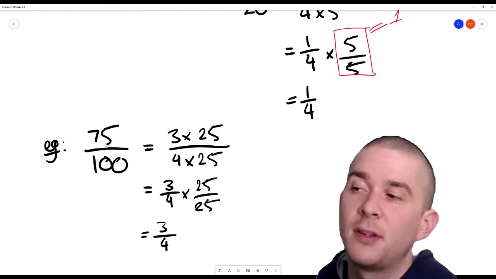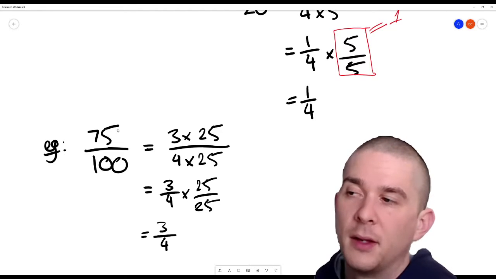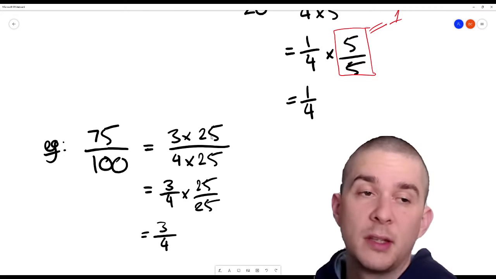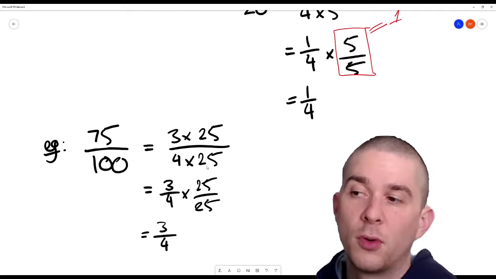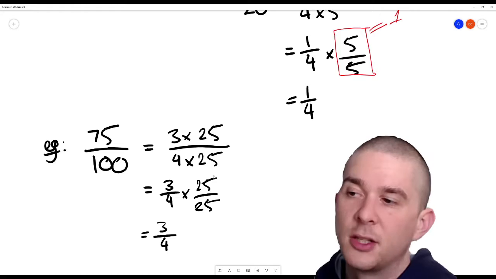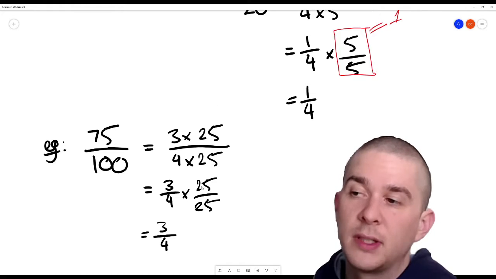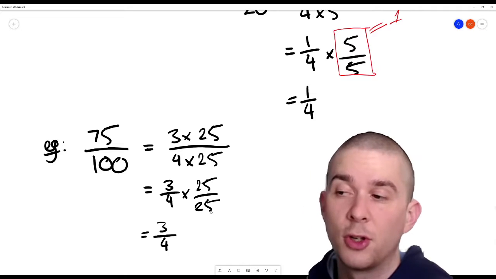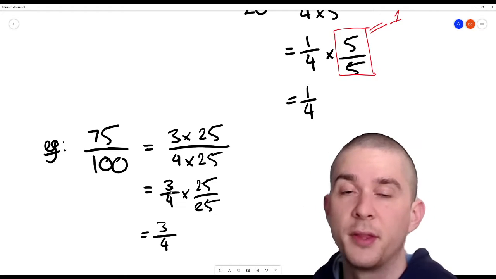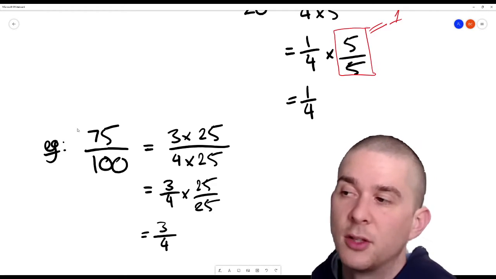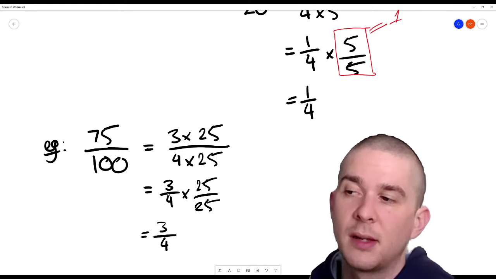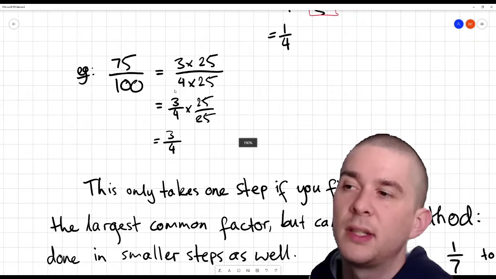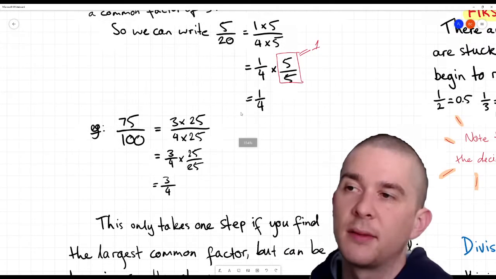So if we have 75 over 100, these both have a factor of 25. So we have 3 times 25 on the top and 4 times 25 on the bottom. So again, those 25s can be written in their own fraction, and because we have the same numerator and denominator, this whole fraction just equals 1. This is 3/4 times 1. So 75 hundredths simplifies down to 3/4. So this only takes one step. In these cases, I've just done one step.